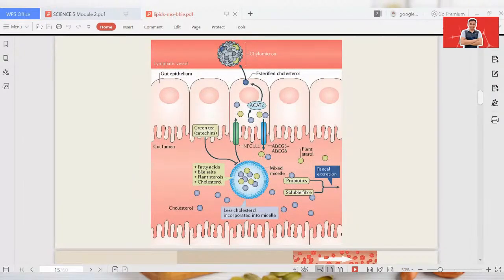So next picture, nan-synthesize ang chylomicrons tapos isa sa mga components niya ang esterified cholesterol.